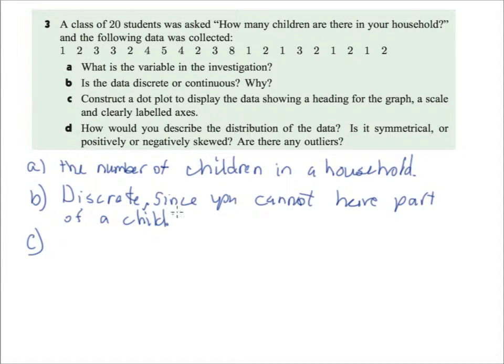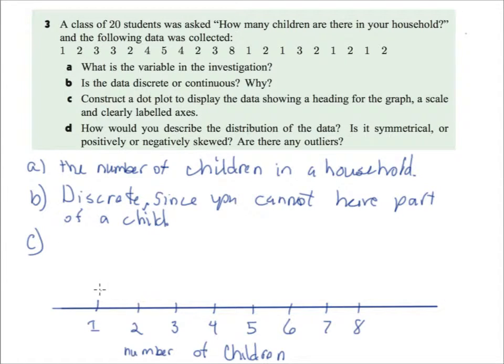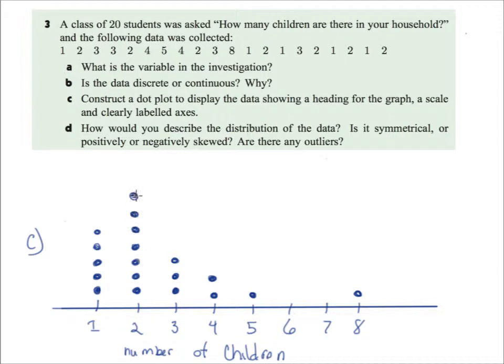Next, we're going to draw a dot plot. So I'm going to draw a number line, and then I'm just going to start plotting the data, and I'm just doing it in the order we're getting. When you're done, it should look like this.